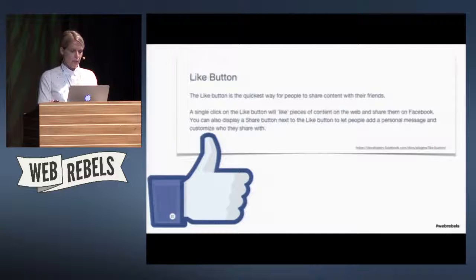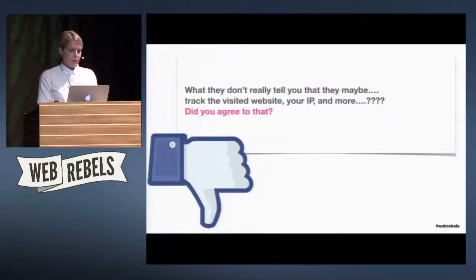The thing with the Facebook like button is it doesn't really tell you what kind of things it tracks. And there's a lot of stuff that the like button tracks that you have not agreed to. It maybe checks where you were before and where you're going next, what your IP address is, who knows, social insurance number, credit card numbers, and stuff like that. So you didn't agree to that.